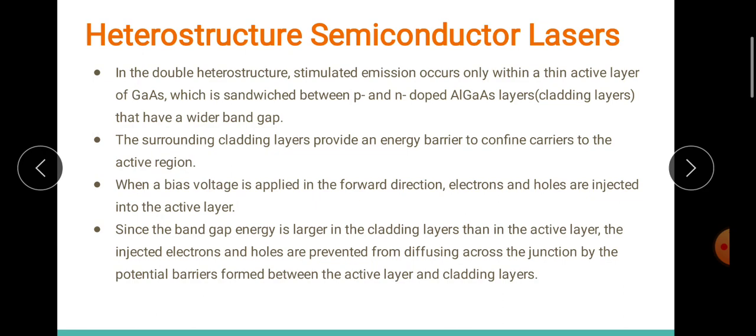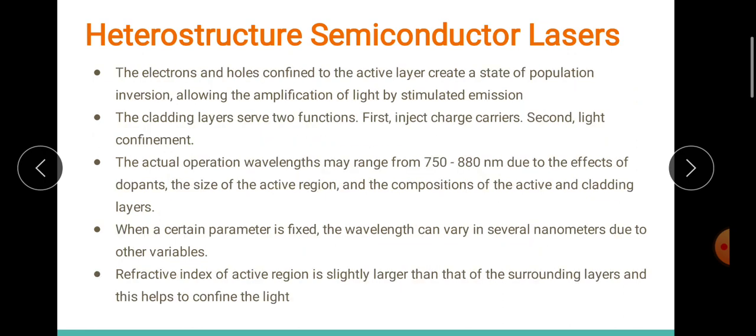Okay, these are the things that we have discussed so far. So there is stimulation only within the active region. The cladding layers must provide an energy barrier to confine our carriers, and when you apply a bias voltage, our carriers are injected into the active region, and because of the band gap difference, these electrons and holes remain trapped in our region. And other points, the wavelength things, the refractive index, you may just go through these points, that's it.